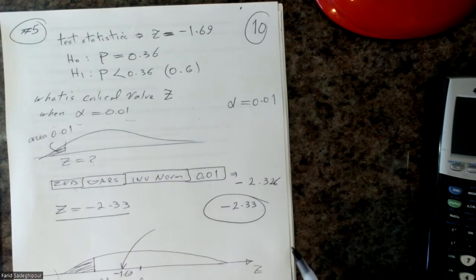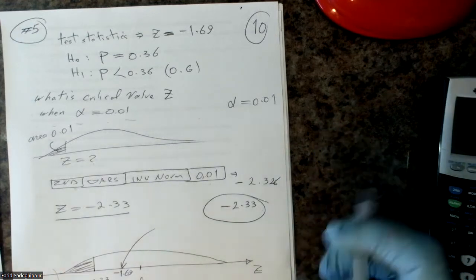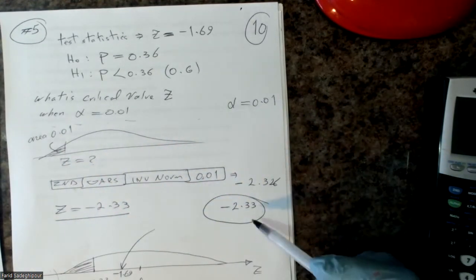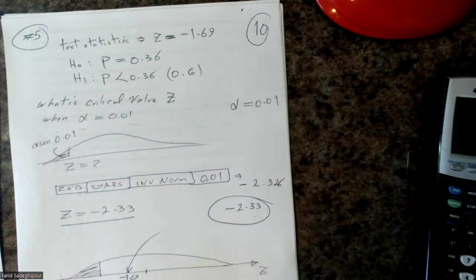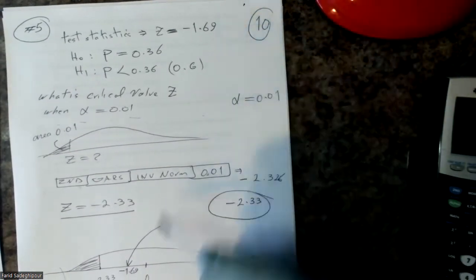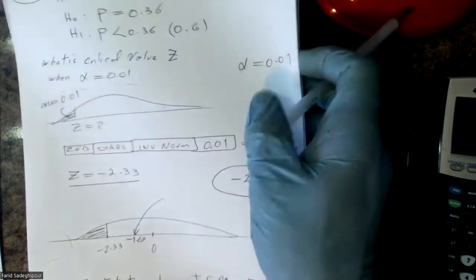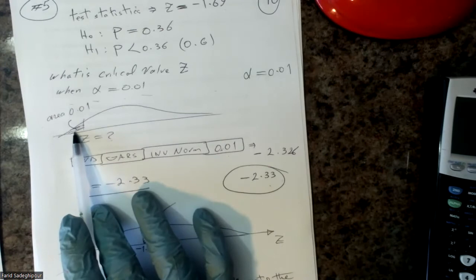On this one, the second VARS inverse norm is for 0.01. We find the z value. So this is a z based on this 0.01, and then compare that with z of a statistic. Z of a statistic is minus 1.69, which falls into the good area. It doesn't fall into the critical. Then we accept H0. So here is a comparison of z of calculation with z through the calculator.